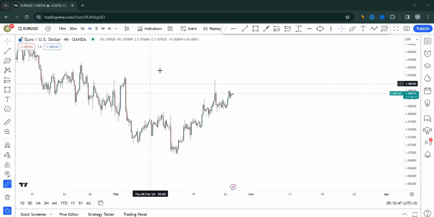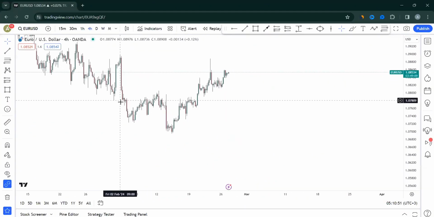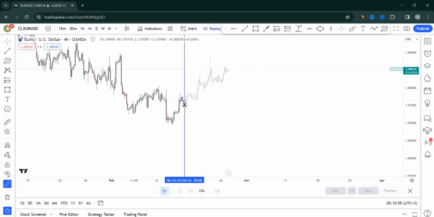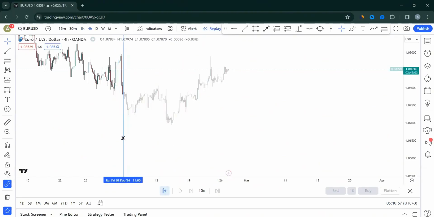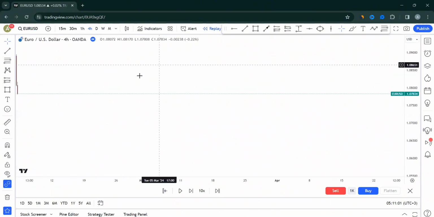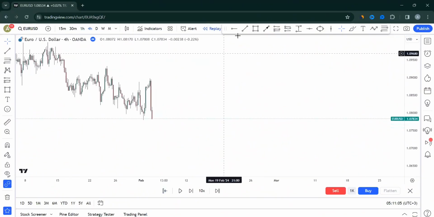Then we go up. Actually, we shouldn't start from up here. The video will be so long. Let's start from just down here. I think let's start from around here. This is something interesting here. Let's start from around here so that we can connect the move down, then also connect the move up until the current price.